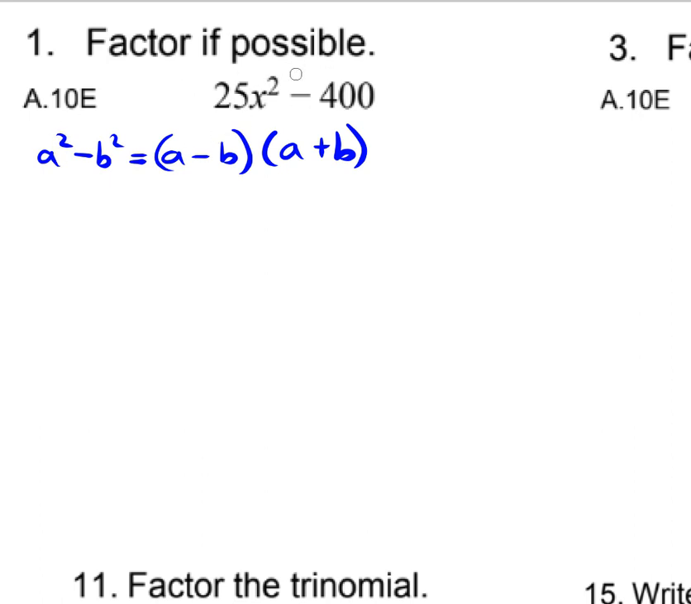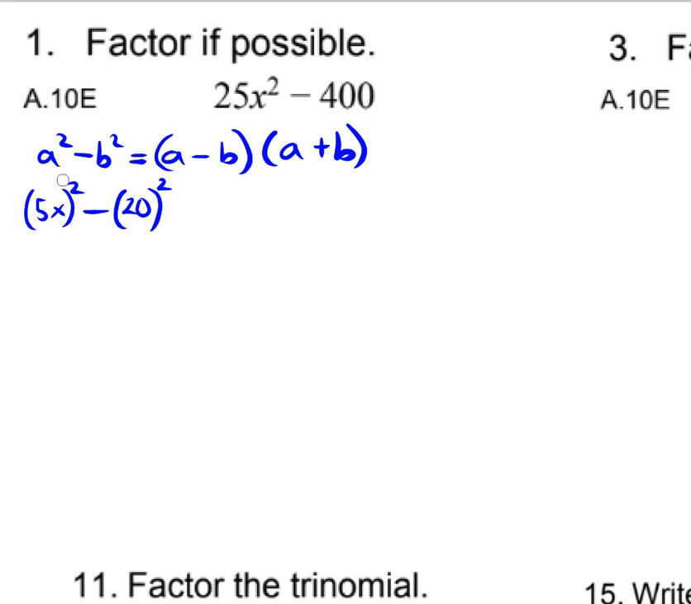So to put that in perspective, what 25x squared is, if I want to figure out what multiplies times itself to give me 25x squared, what thing do I square, it's really going to be 5x. In other words, if I take 5x and I square it, I'm going to get 25x squared. Minus my b, which is, I need to figure out what can I multiply times itself to get 400. And you can literally do this in your calculator. Just take the square root of 400 and you're going to get 20. So I'm saying that 5x squared minus 20 squared, right?